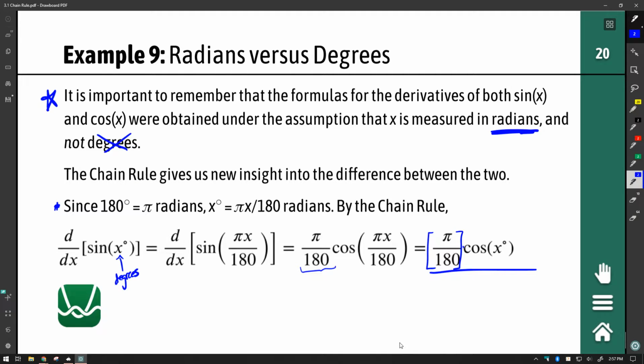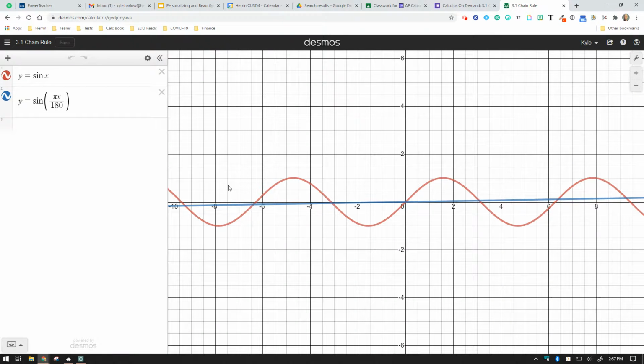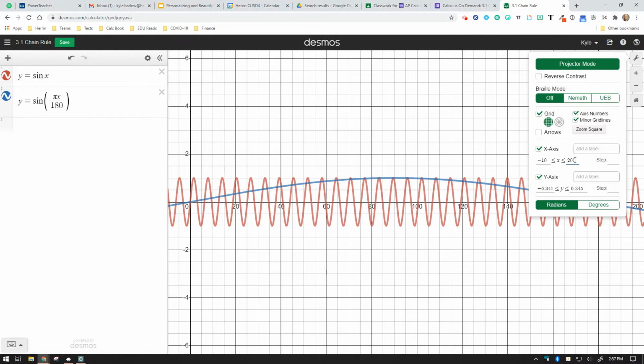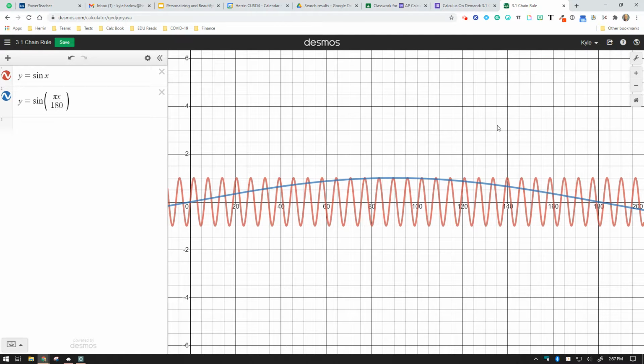And if we check out the graph of this situation, it becomes even more apparent what's going on. So in Desmos here, the red curve is the sine of x, and the blue curve is the sine of pi x over 180. And we notice that those two do not look anything the same. And we would have to actually change the x-axis so that we're all the way over to maybe like 200, so that we can finally see that the blue graph does indeed look like sine.